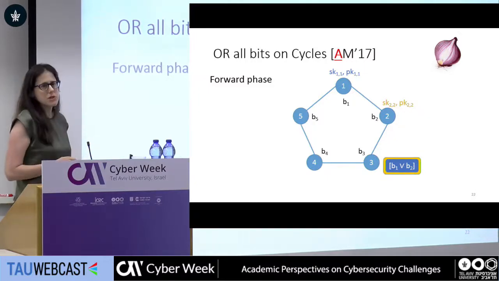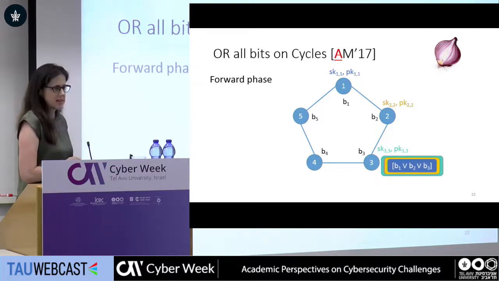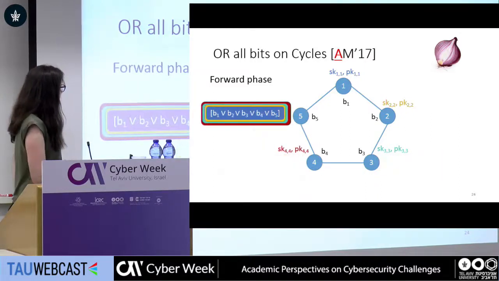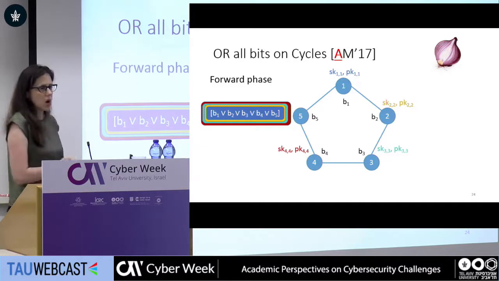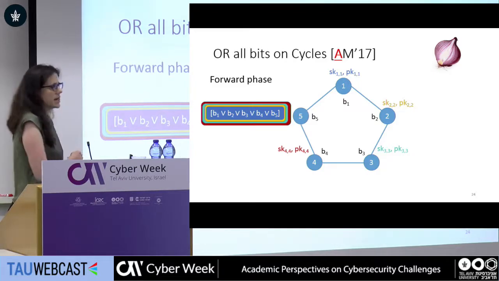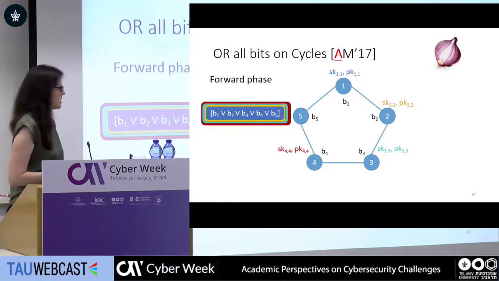The next node is going to do the same. He's going to add an encryption layer with fresh keys, compute the OR with his own bit, and send it forward, and so forth, until at the end we're going to get a ciphertext encrypting the OR of all the bits under the public keys of all the users. So this ciphertext, nobody on its own can open it, because you need to know the secret keys of all the users on the cycle.